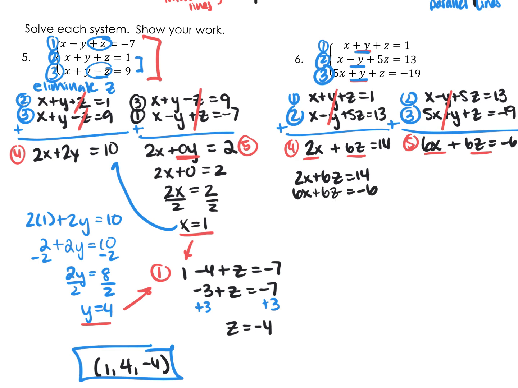And now we need to eliminate either x or z. And the z's look pretty easy because they're both 6's, but we need to multiply 1 by a negative 1. So if we do that, then the first one will stay the same.